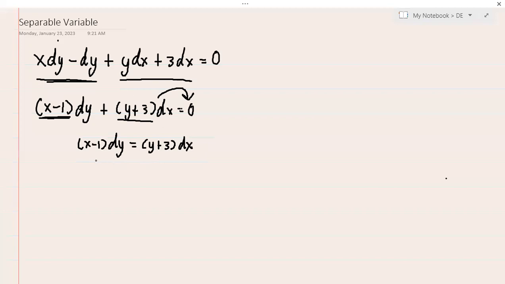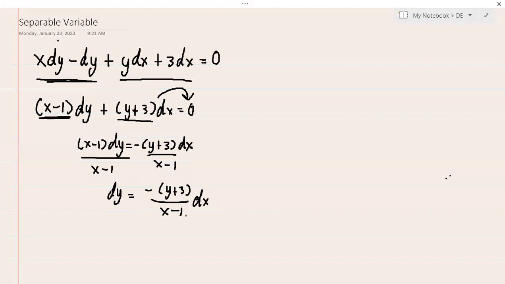Ayan. Then, negative pala to guys. Negative y plus 3 pala to. Forgive me. This is negative y plus 3. Ang gawin ko is I'll divide both sides by x minus 1 para makatabi si dx. So, ito meron akong dy is equal to negative quantity y plus 3 all over x minus 1 times dx. Ayan. Now, as you can see, si x minus 1 magkadikit na kay dx.